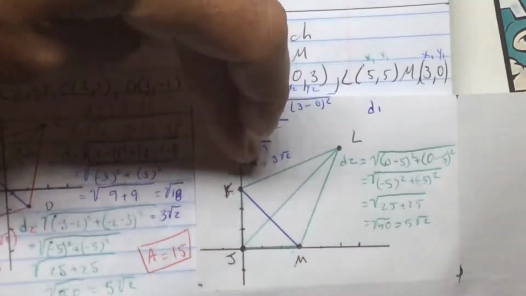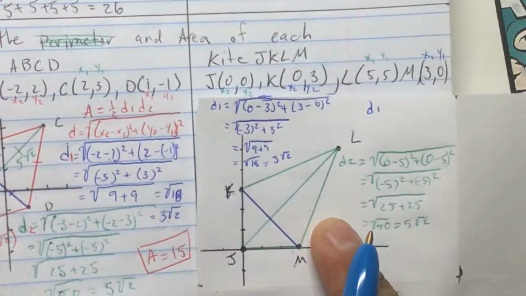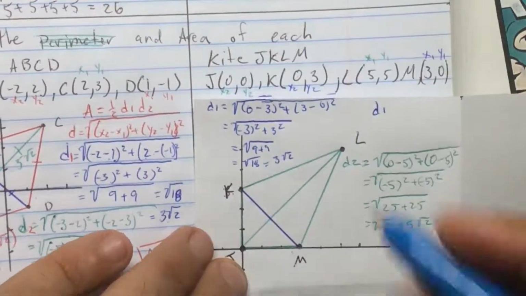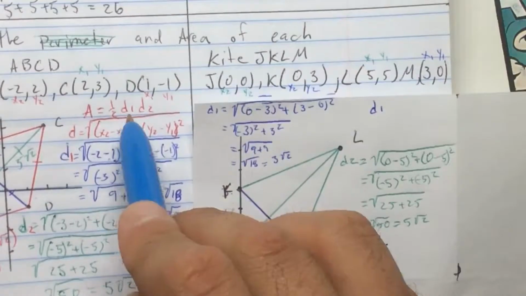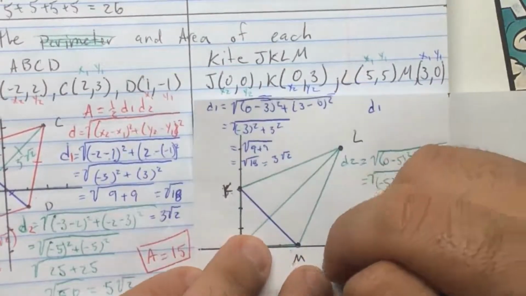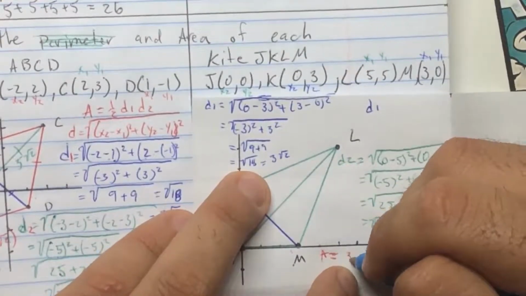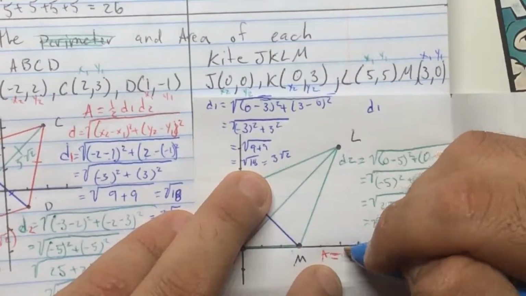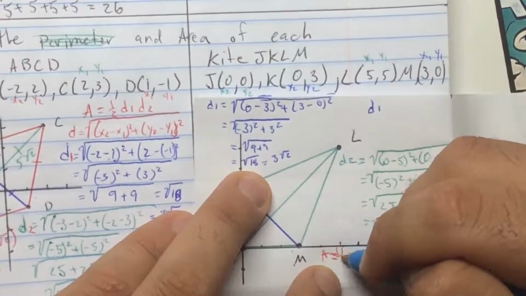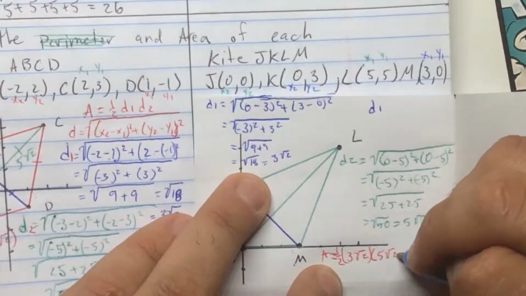I think we got this somehow coincidentally. We got the same as the other one, so we'll still do it. Still good practice. In order to find the area, if you remember, it's 1/2 times D1 times D2. So our area is going to be equal to 1/2 times our D1, which was 3 radical 2, times our 5 radical 2.